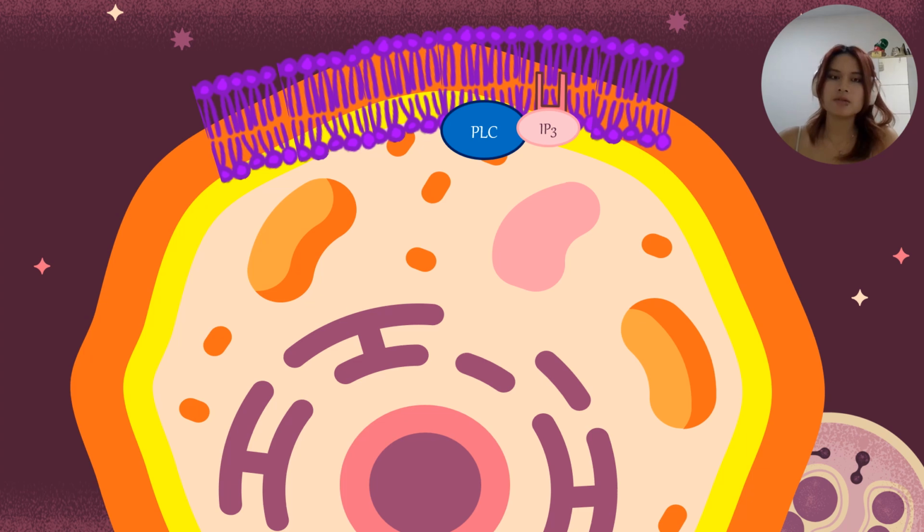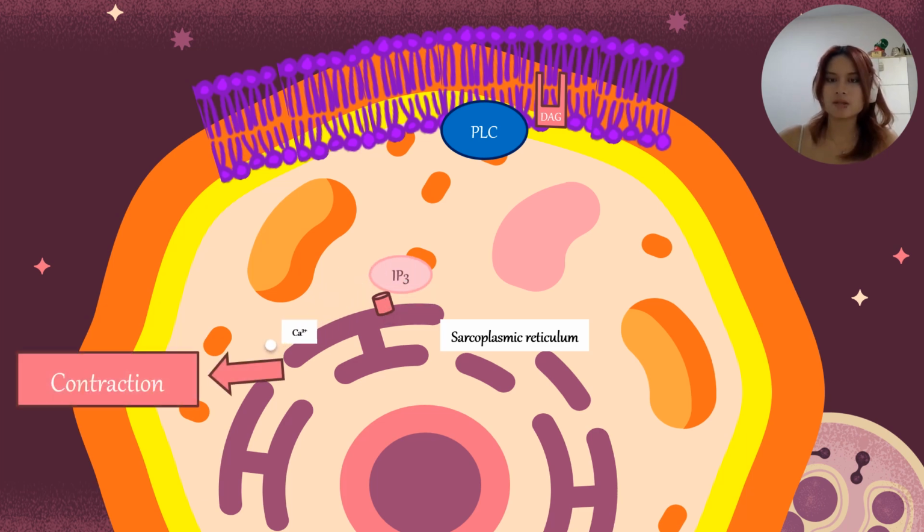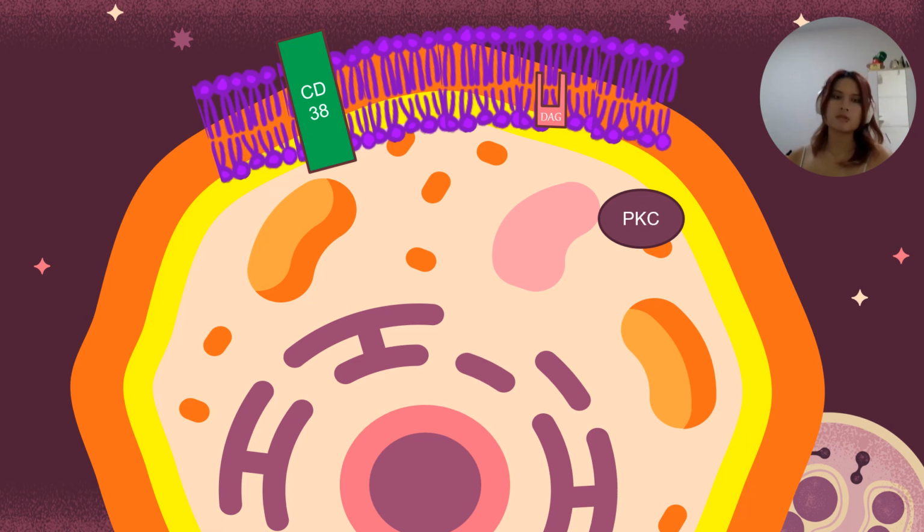PIP2 is cleaved into DAG, which stands for diacylglycerol, and IP3, inositol triphosphate. The IP3 activates the sarcoplasmic reticulum to release calcium into the sarcoplasm. This will enhance the contraction process in the myometrial cells and muscle cells in the mammary glands.